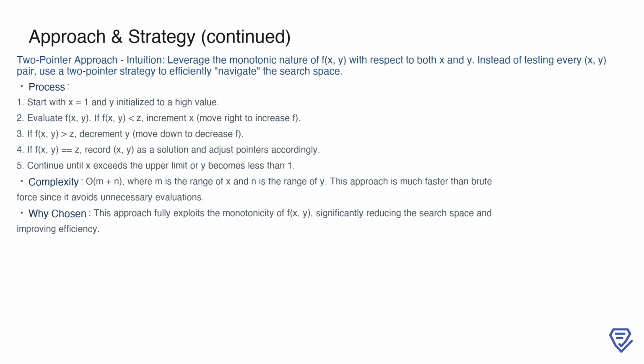If the value is less than z, we increase x to make the function larger. On the other hand, if the value exceeds z, we decrease y to make the function smaller. If we find that f(x, y) equals z, we record the pair as a valid solution and adjust the pointers to explore further possibilities. This process continues until x exceeds the upper limit or y drops below 1.